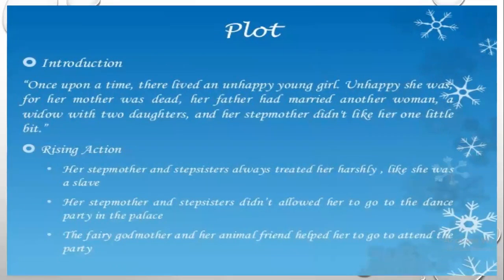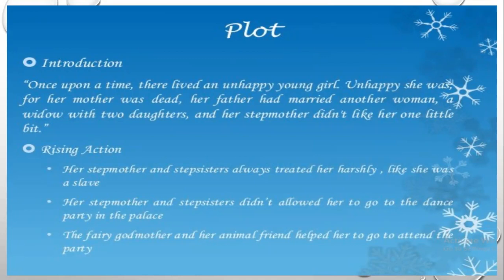So the introduction of the plot starts with the beginning of the story in the play: once upon a time there lived an unhappy young girl. Unhappy she was, for the mother was dead, her father had met another woman, a widow with 2 daughters, and her stepmother didn't like her one little bit. So this is the beginning. Up to now we have the introduction of the drama.